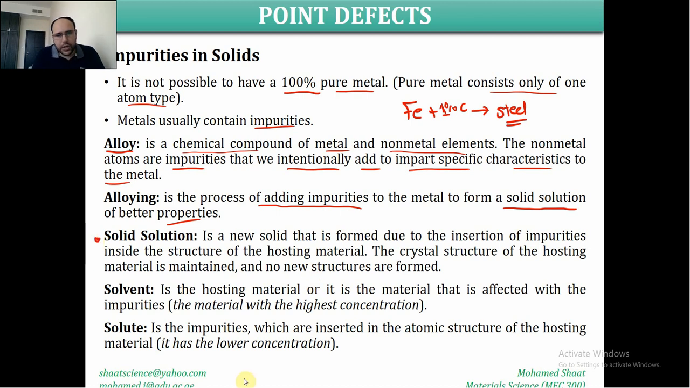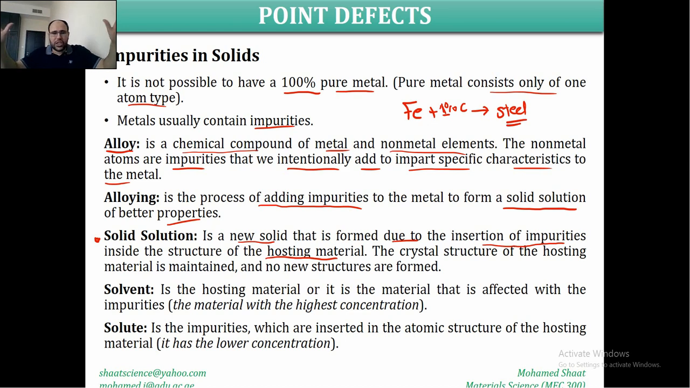So what is a solid solution then? This is the new alloy, the new material that is generated or formed due to the insertion or the addition of impurities inside the structure of a hosting material. For the alloying process, the hosting material will be metal. Remember that alloying happens only for metals. There is no alloying for ceramics or polymers. We said that there are three types of materials in nature: metals, ceramics, polymers. There is no alloying for polymers, there is no alloying for ceramics. Alloying is only for metals.